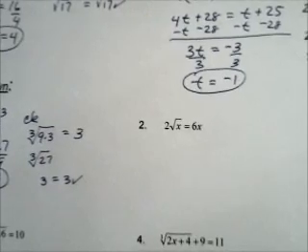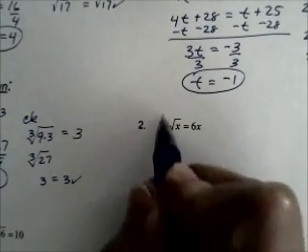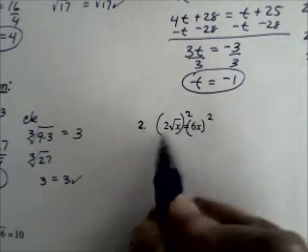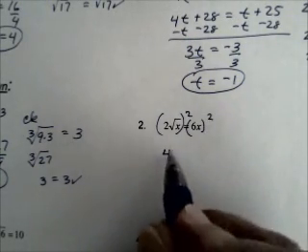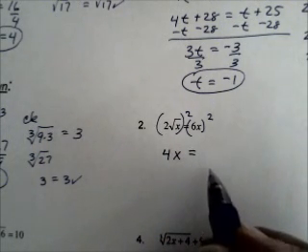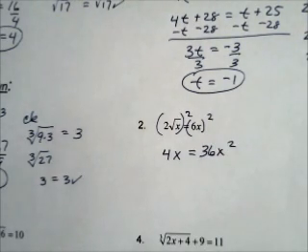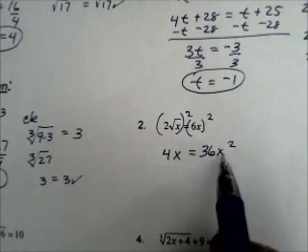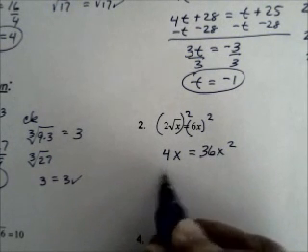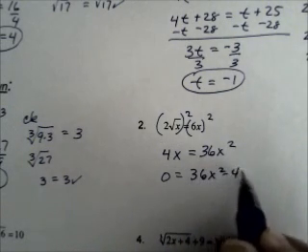Number 2, the radical is isolated. It has a coefficient with it. That's okay. We will square both sides. 2 squared is 4. Square root of x squared is x. So 4x is equal to 6x squared is 36x squared. It's quadratic, so put it in standard form. I'll subtract 4x from both sides. I'm not showing that. I get 0 equals 36x squared minus 4x.